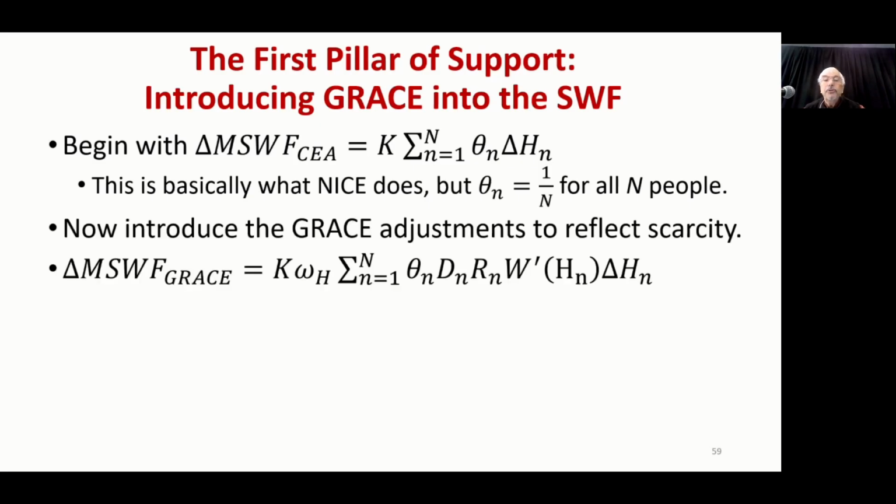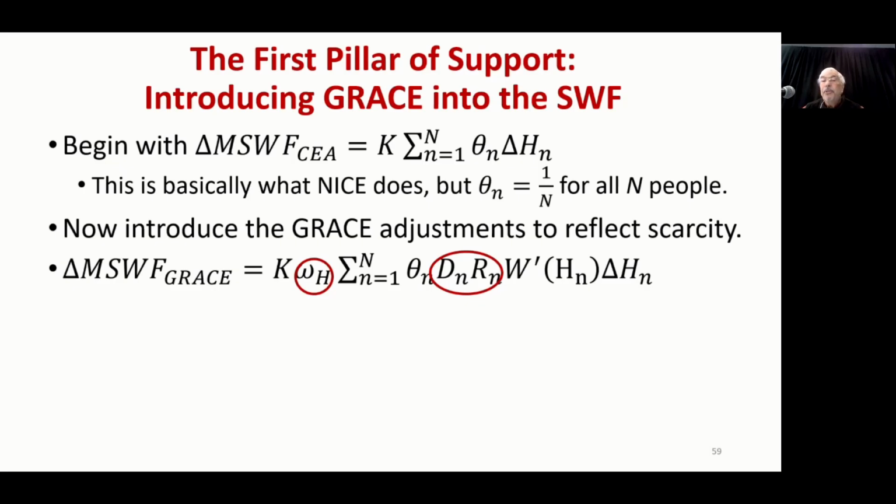Now, GRACE introduces some adjustments that reflect scarcity. So instead of the CEA model, we're going to incorporate the multiplier that says we're going to have diminished value, because for rare diseases there are diminishing returns, and their severity multipliers and disability multipliers, and these are subscripted for each person n in the population.